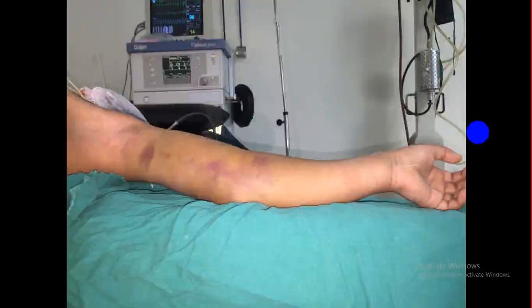You will have to realign these fragments together in an attempt to take off the pressure from the brachial artery and the median nerve. Don't leave this fracture displaced until the morning. You have to realign it during the night, put it in a slab until expert hands come in the morning to do it under C-arm control. So next morning, this fracture should be pinned under C-arm control.